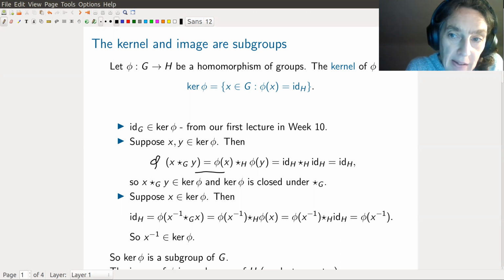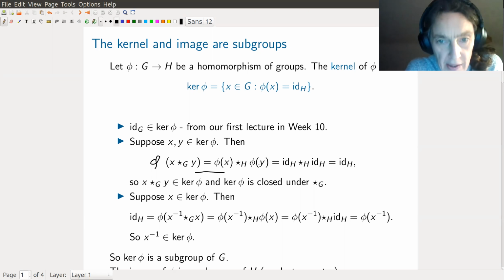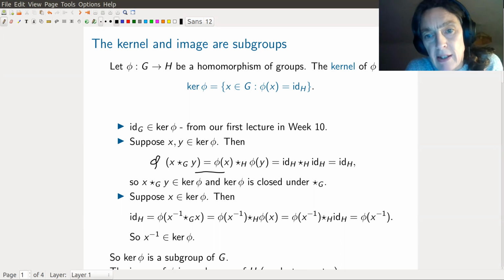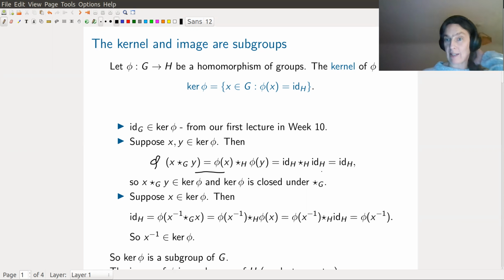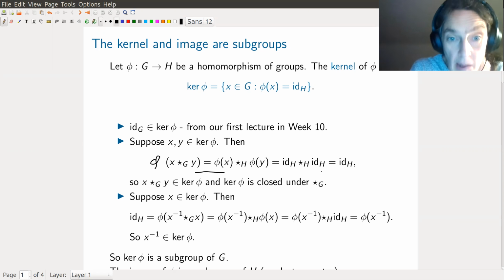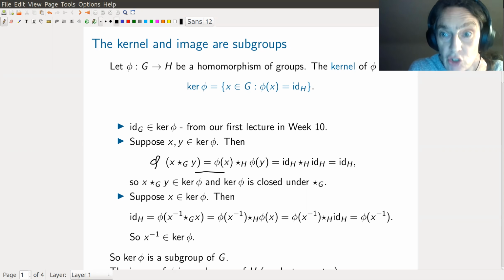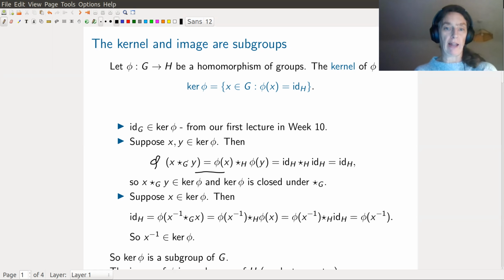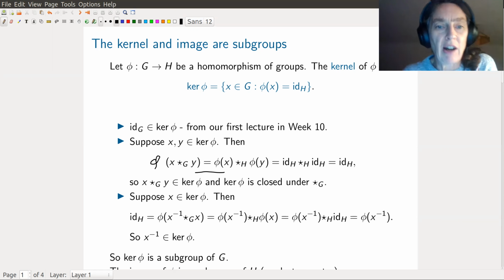X is in the kernel of phi. That means that phi of x is the identity element in H. Y is in the kernel of phi. That means that phi of y is the identity element in H. So the image of x star y in G is just the composition of the identity element in H with itself in H, which is the identity in H. And that's exactly what it means to say that the composition x star y in G belongs to the kernel of phi, which enables us to say that the kernel of phi is closed under the operation star of G.